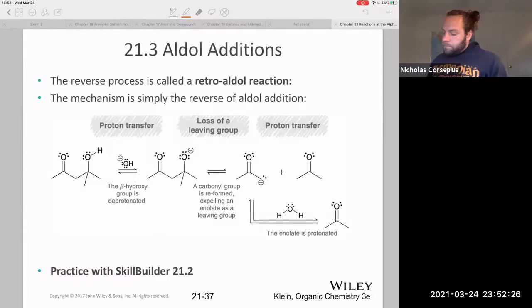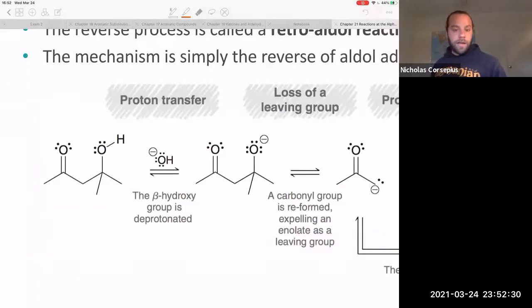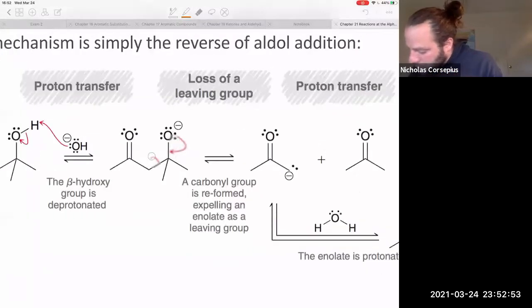So we can go in the reverse direction as well. This is now starting off with an aldol. We should be able to do the reverse direction because this equilibrium readily favors either side depending on whether you're talking about an aldehyde or a ketone. So we want to be able to move in both directions. How are we going to do that? We're first going to deprotonate that alcohol, that hydroxyl group. That pair of electrons can come down and kick off that enolate ion.